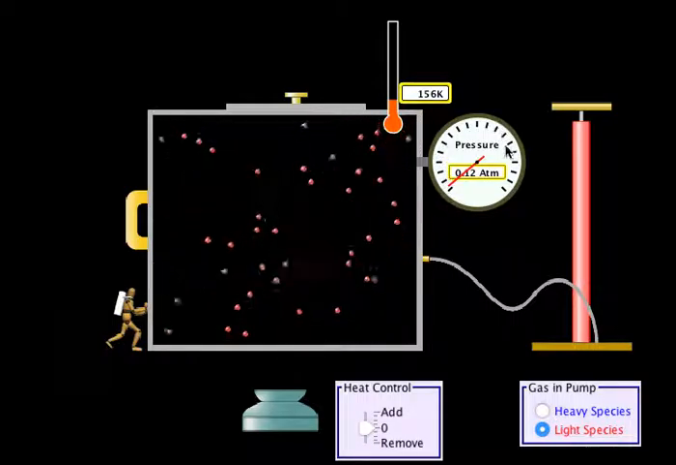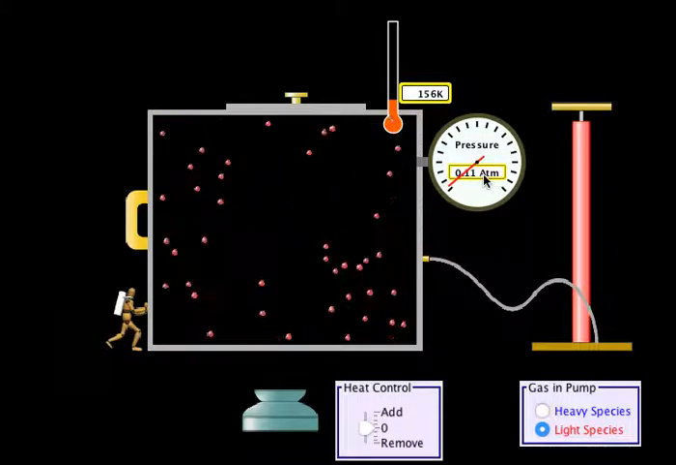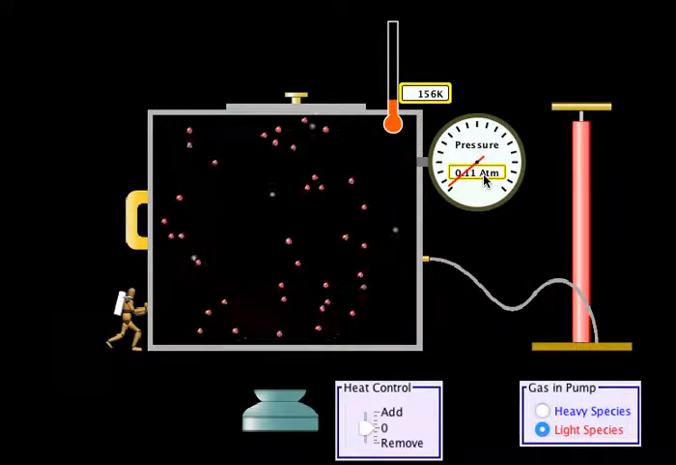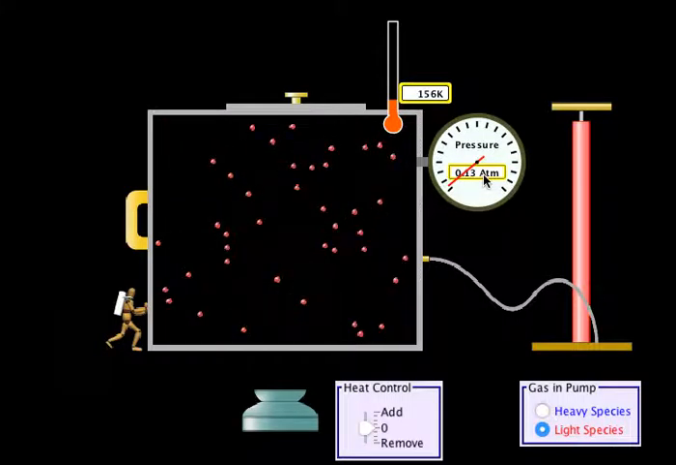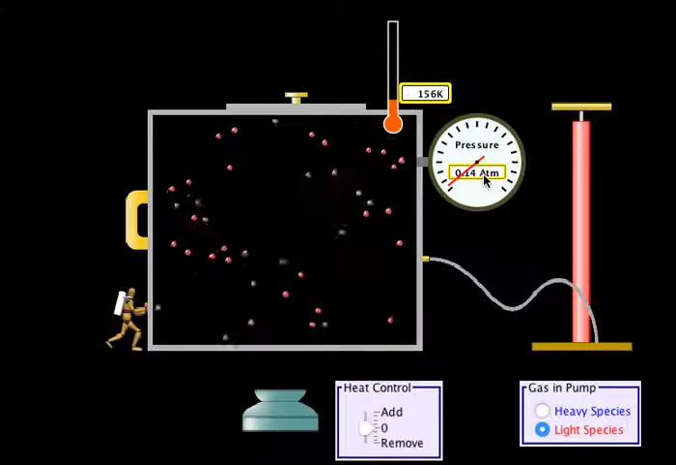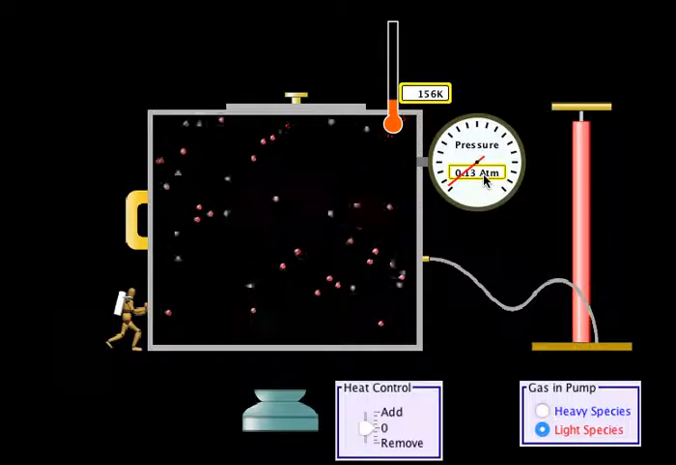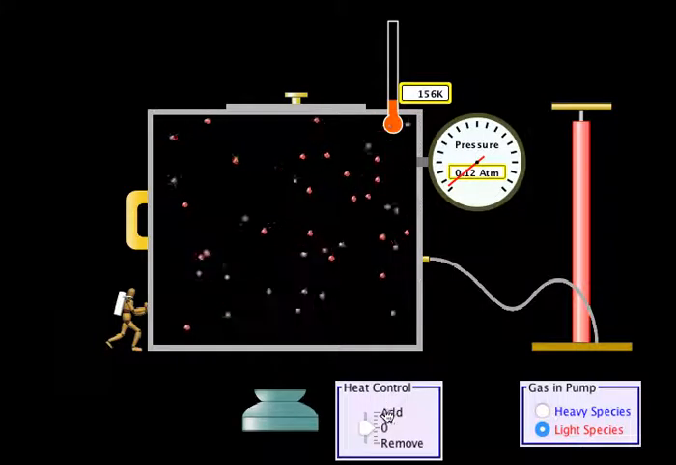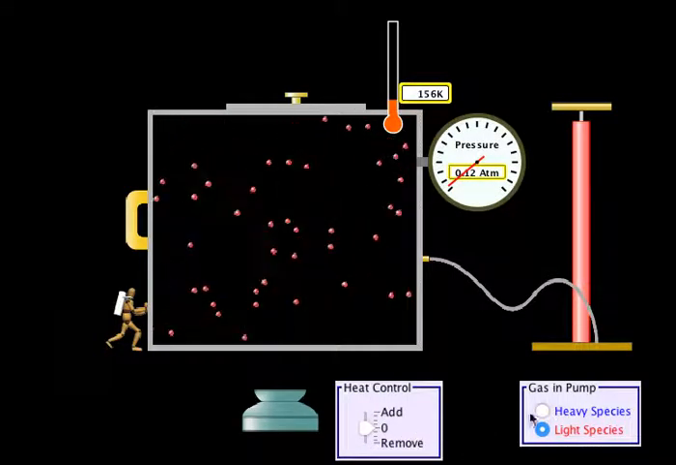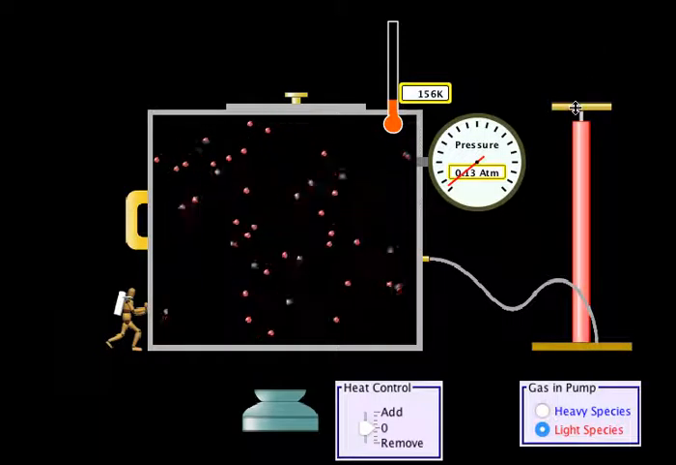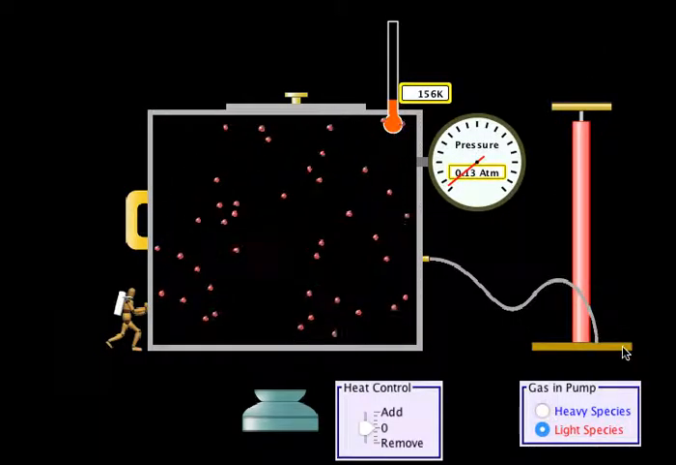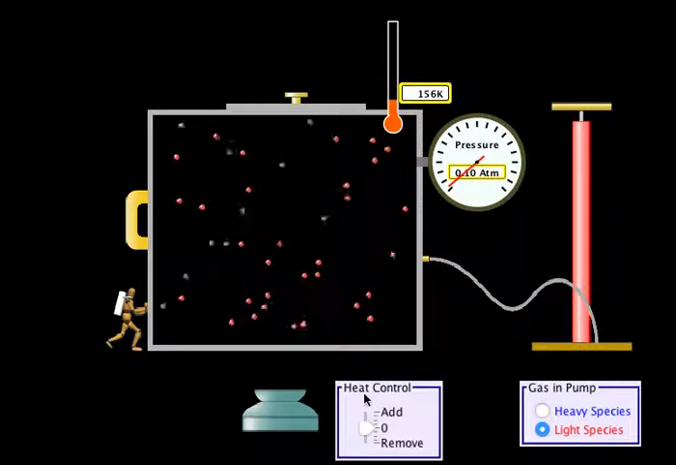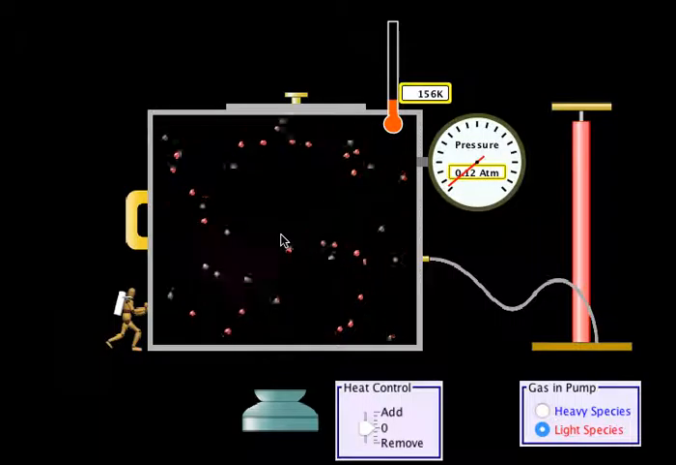And this is our pressure gauge. Atmospheres are not a very big unit. The pressure in the classroom and in your house is probably right around 1 atmosphere. On a high pressure day, it might be 1.0 something, and on a low pressure day, it might be 0.99 something, but it's always around 1. Down here, I can add or remove heat, and this little gas pump, bike pump looking thing here lets me add or remove particles.